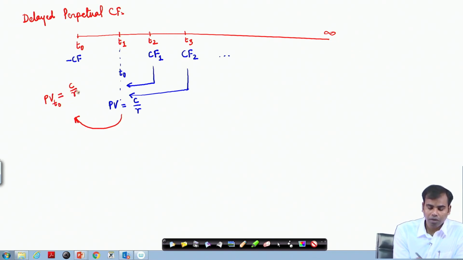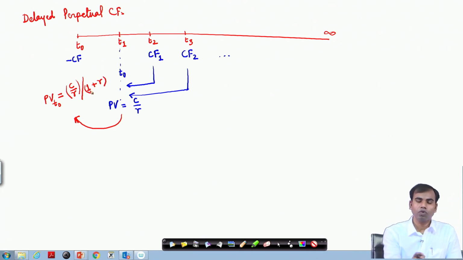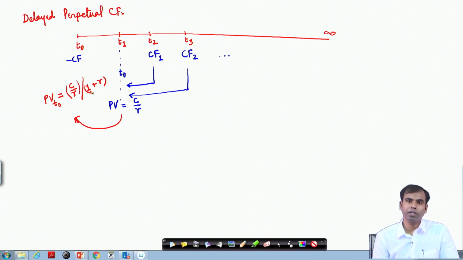C by R divided by 1 plus R, right. So, since the cash flow is delayed for 1 year or 1 period in this case, we will discount it for one more period, that is divided by 1 plus R, as we have seen earlier. So, the situation here is, if you have a delayed cash flow, you can discount it for the number of years for which it is delayed, and this will give you the present value at current time.